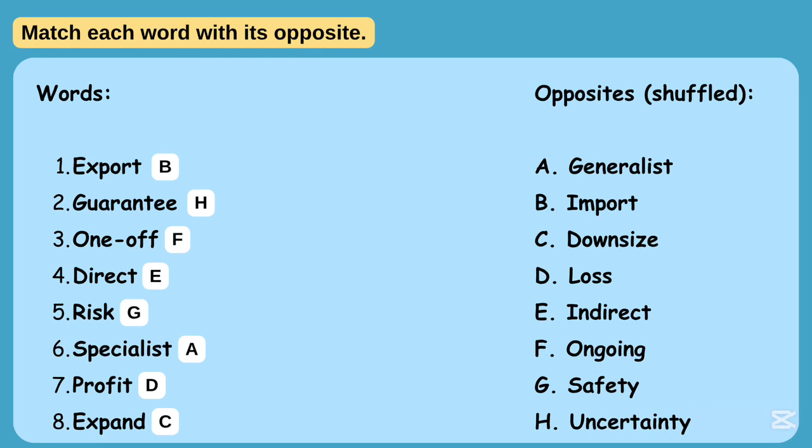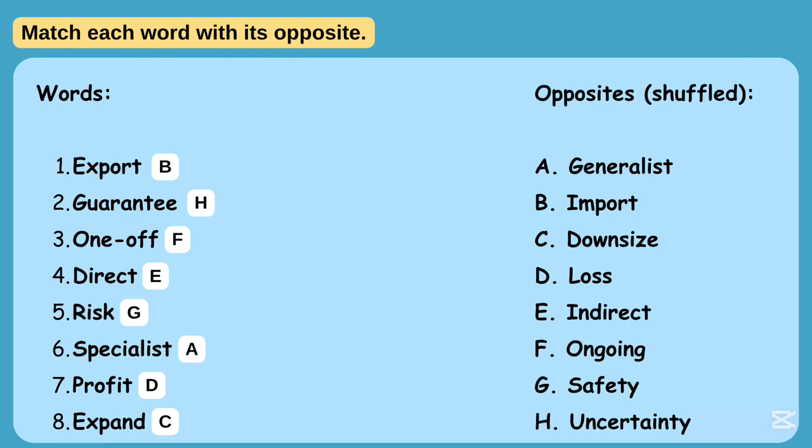Three, one-off. One-off is the opposite of ongoing. One-off happens once, ongoing continues over time. Four, direct. Direct matches with indirect. Direct means dealing personally. Indirect means using intermediaries. Five, risk. Risk is the opposite of safety. Risk is exposure to danger. Safety is protection from it.